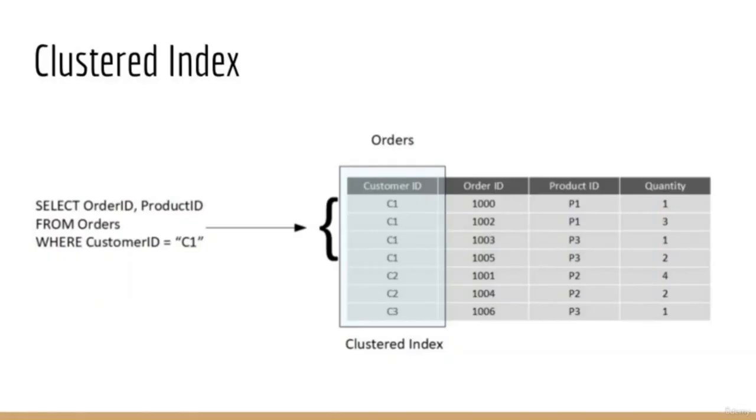Some relational database management systems support clustered indexes. A clustered index physically reorganizes and sorts a table by the index key. This arrangement can improve the performance of queries further because the relational database management system doesn't have to follow references from the index to find the corresponding data in the underlying table. Our image shows the orders table with a clustered index on the customer's ID column.